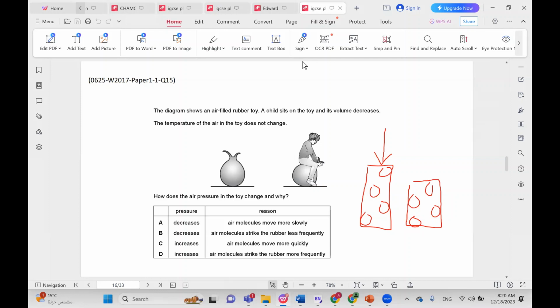But what happens? Well, if the volume is smaller, then they will collide more often with the walls because the volume is now smaller. So there are increased collisions with the walls of the container. And this will lead to an increase in pressure. So the correct choice here is D. The pressure increases because the air molecules strike the rubber more frequently.